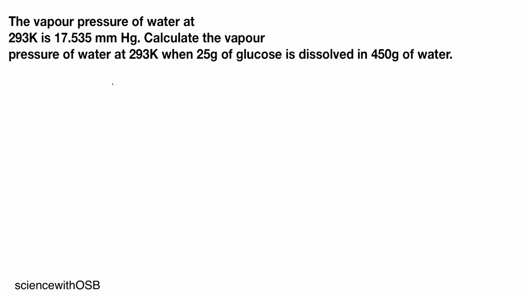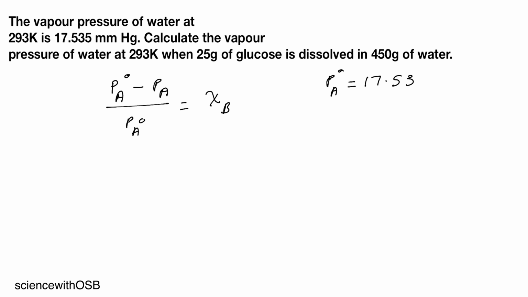And what is the equation? We know the equation as PA standard minus PA by PA standard is equal to chi B. What is PA standard? PA standard means it is the vapor pressure of pure solvent. Here it is water. So what is the value? 17.535 mmHg, right? And what we have to find? We have to find the vapor pressure of the solution when glucose is added to water. Okay, so we have to find PA.